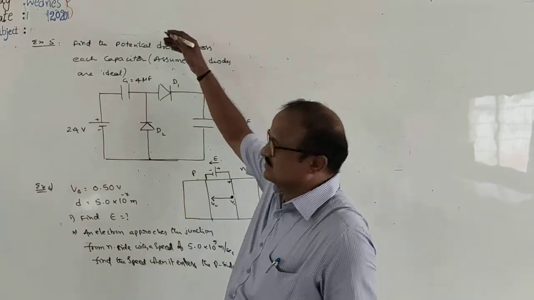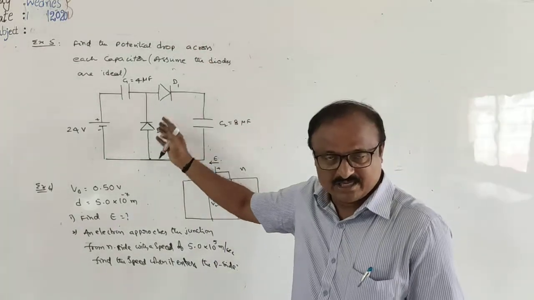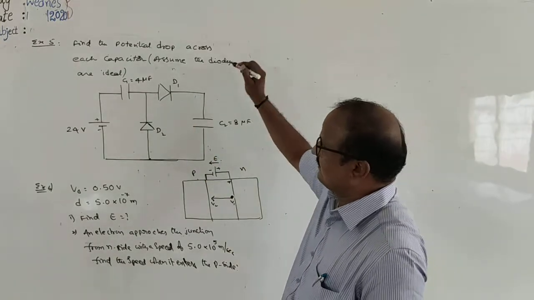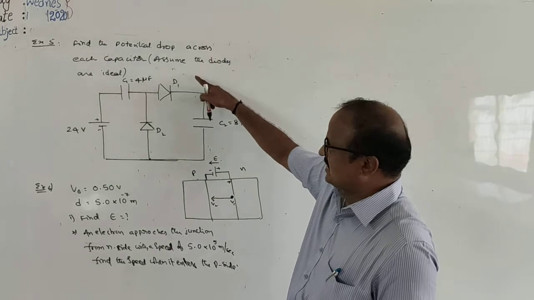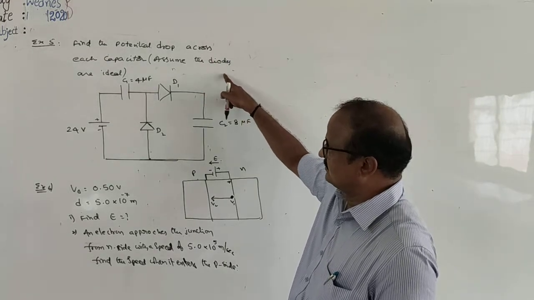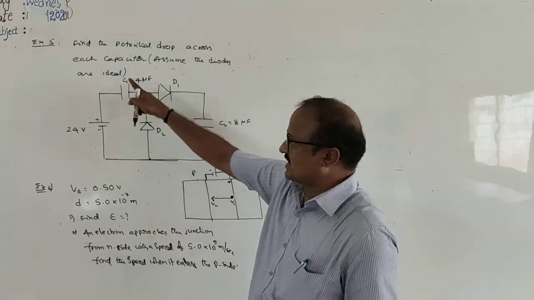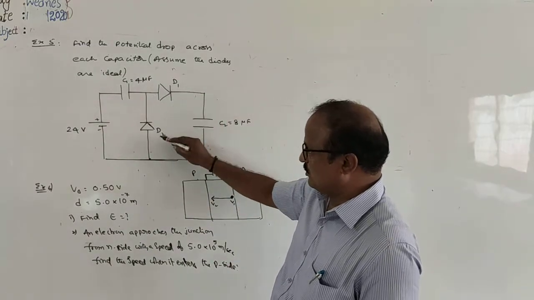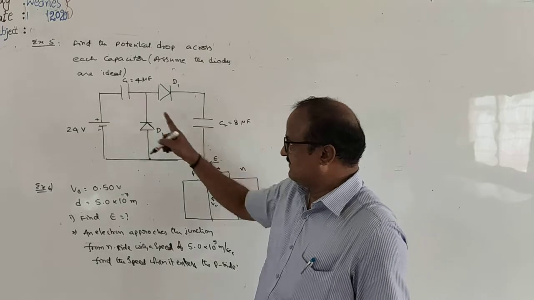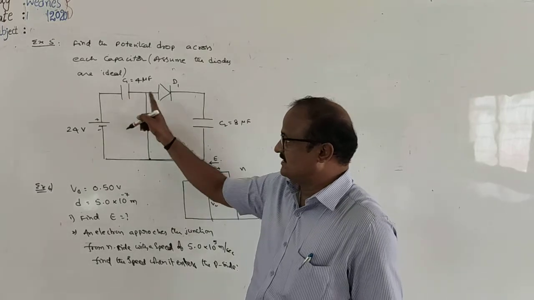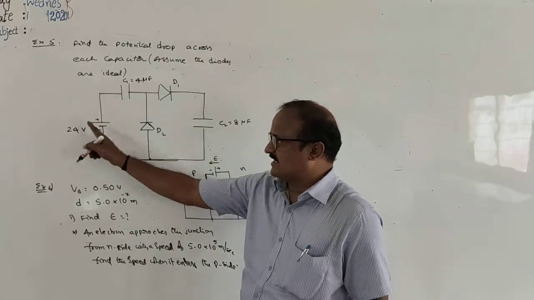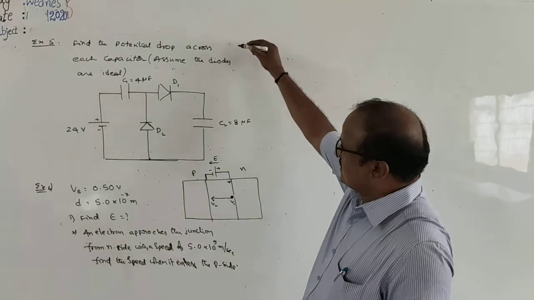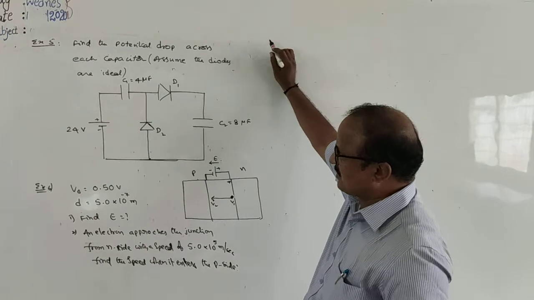So the first one is here. There is one problem. See here, all these problems are involved in our material. Example 5. Find the potential across each capacitor. Assume the diodes are ideal. This is the circuit diagram. D1, D2 are the two diodes. C1, C2 are the two capacitors. They are connected in total across a battery of EMF 24 volts. So it is asked: what is the potential across each capacitor?